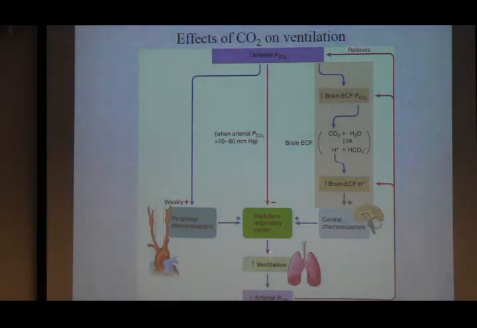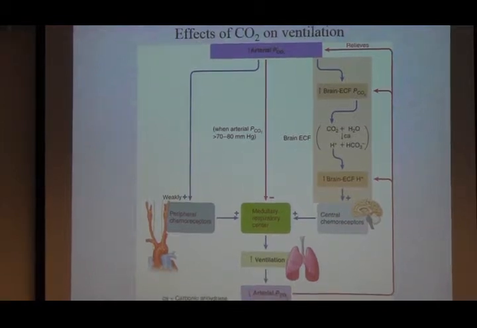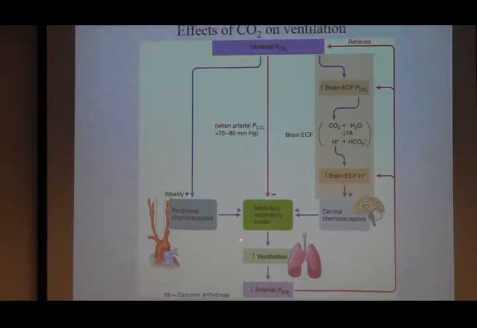We have increased ventilation. If we have increased ventilation, we blow off CO2. So we begin to decrease levels of CO2, which then relieves this situation, and eventually shuts off the increase in ventilation. So the important thing to note is that the central chemoreceptors are stimulated not by the CO2 directly. The central chemoreceptors are stimulated by the hydrogen ions that are derived from that increased CO2.